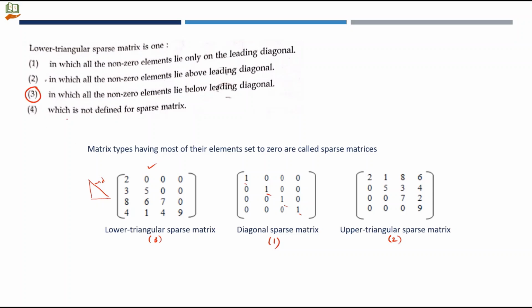What is the fourth option? This is not defined for sparse matrix. It is not the case. Lower triangular sparse matrix and upper triangular sparse matrix along with diagonal sparse matrix are defined. So there is nothing called no definition. This is also ruled out now. So these two are present in the diagram. For this question I am just ruling out the options.